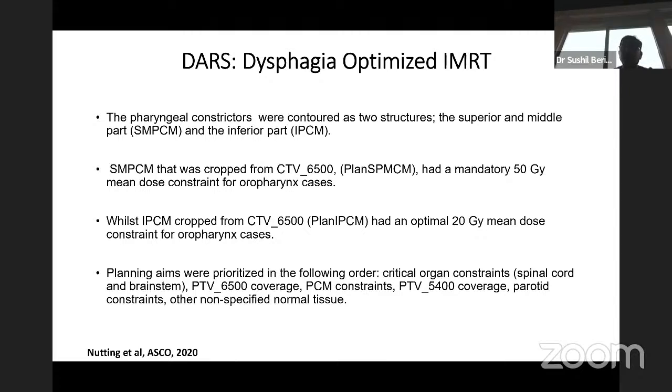So the part of the CTV which was overlapping the constrictor muscle, the highest dose was decreased. For the lower dose, they accepted underdosing of the CTV, which is again a word of caution. The trial was not designed to look at local regional recurrence difference. The trial was designed to see what's the advantage of dose optimized IMRT for constrictor muscle. Similarly, for inferior constrictor muscle, they tried to limit dose to 20 gray mean dose, excluding from the CTV.